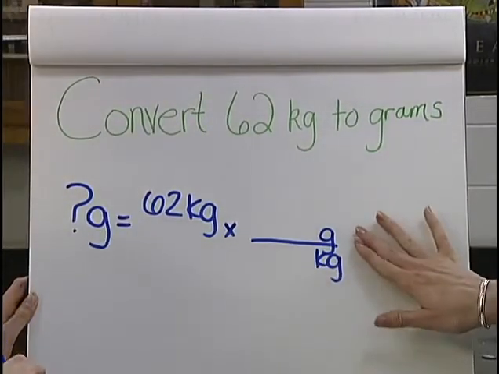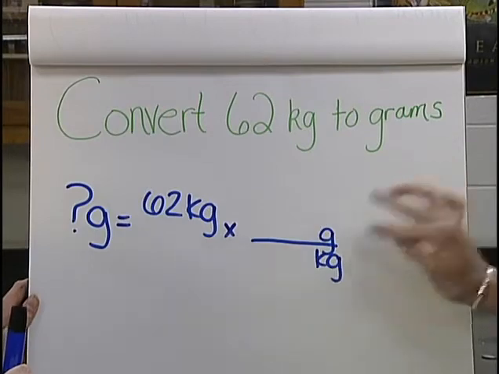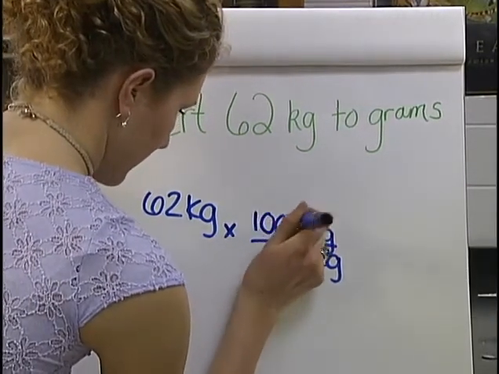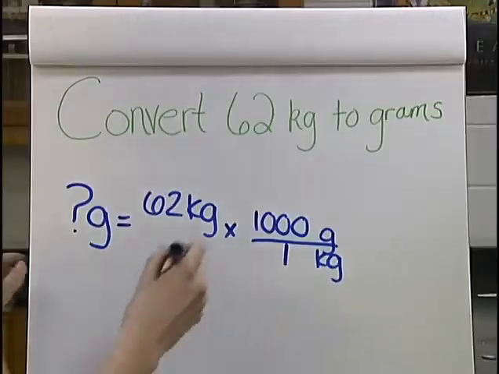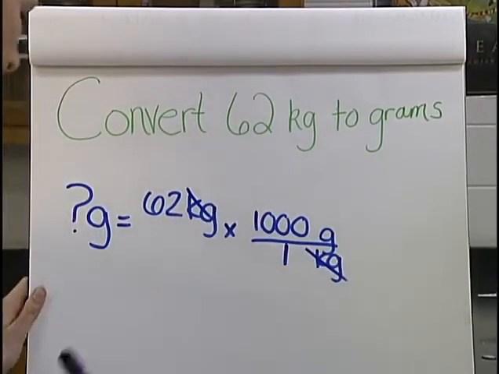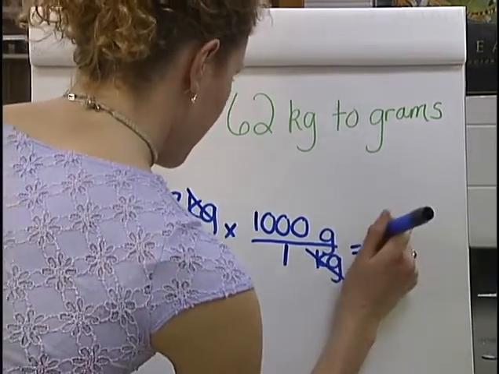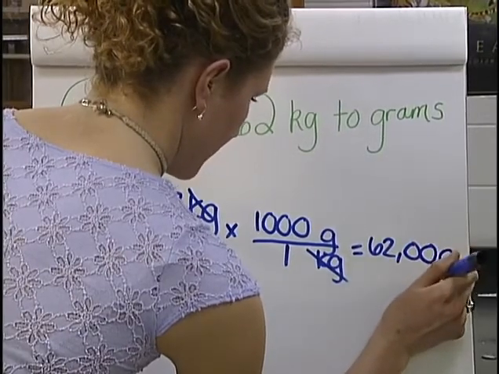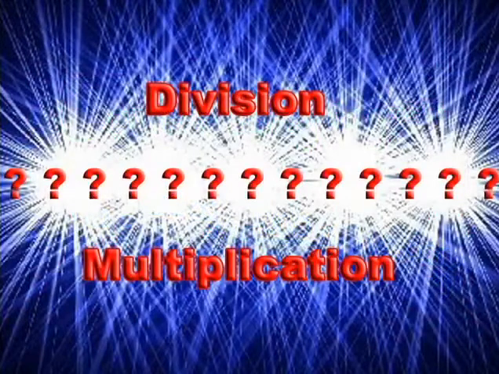Okay, and once you've got your units written in, then you need to make sure you put the numbers in, but don't do it in the other order. There's 1,000 grams in 1 kilogram. Very good. Okay, now what you want to do is to check to see if your units cancel out. Good. Now what's the answer? 62 times 1,000 is 62,000 grams. Very good.